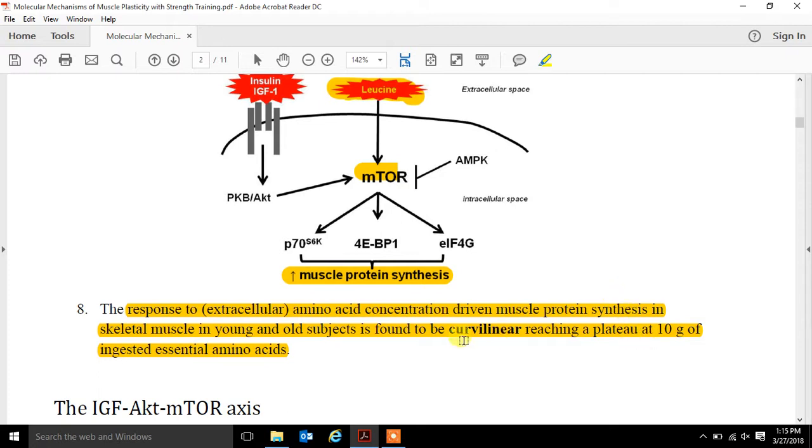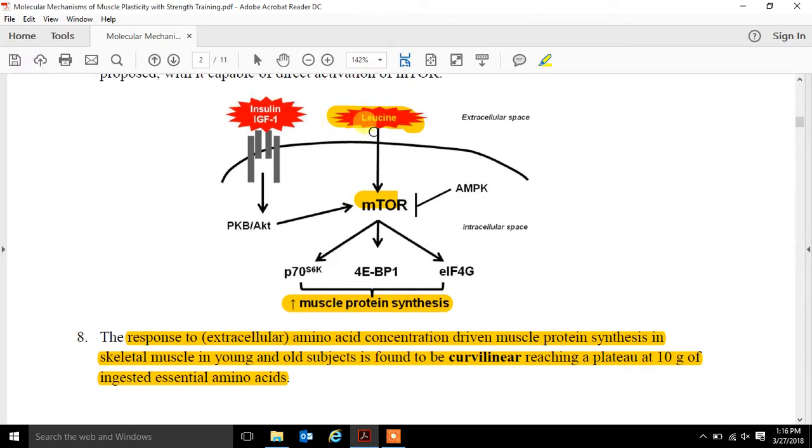But if you're talking about an older adult who's maybe on a poor diet, this may be something that you can do in addition to the other pathways to drive some of this increase in muscle protein synthesis. So this is kind of our first step. Leucine, mTOR, muscle protein synthesis.